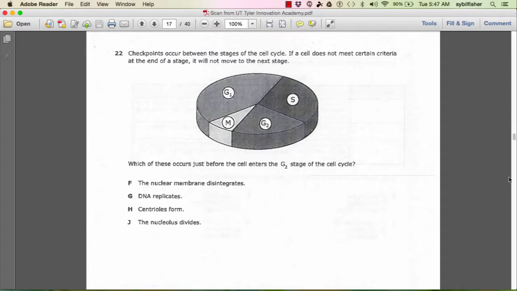Number 22. Checkpoints occur between the stages of the cell cycle. If a cell does not meet certain criteria at the end of a stage, it will not move to the next stage. Which of these occurs just before the cell enters the G2 stage of the cell cycle? F. The nuclear membrane disintegrates. G. DNA replicates. H. Centrioles form. Or J. The nucleolus divides.